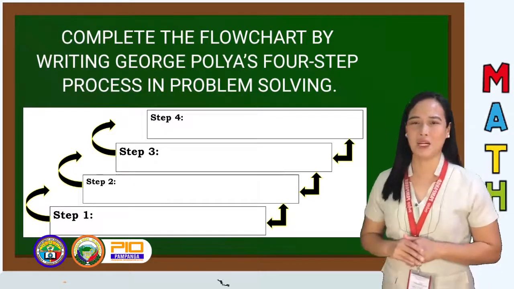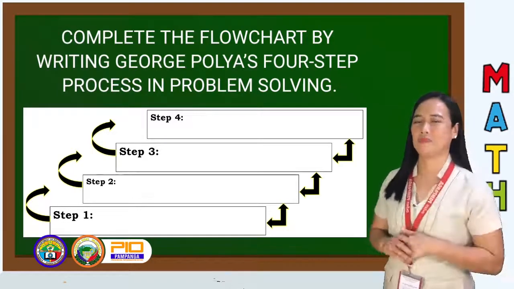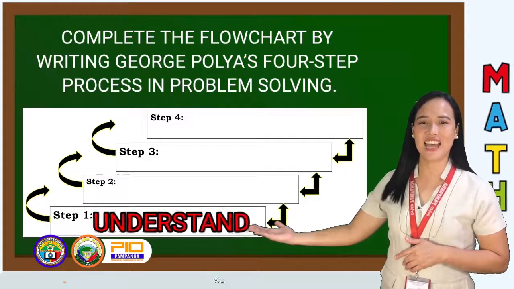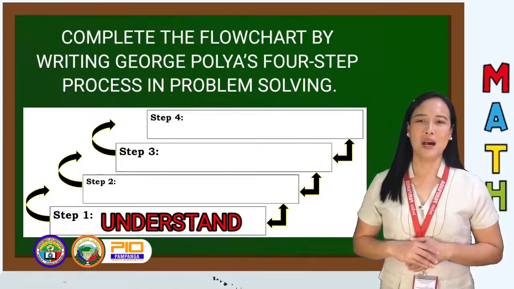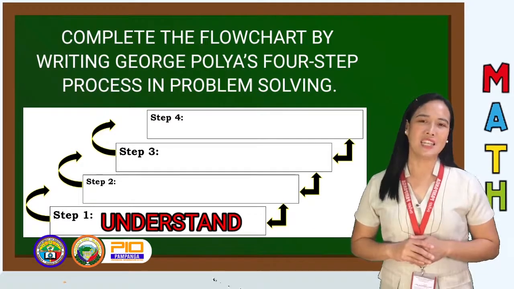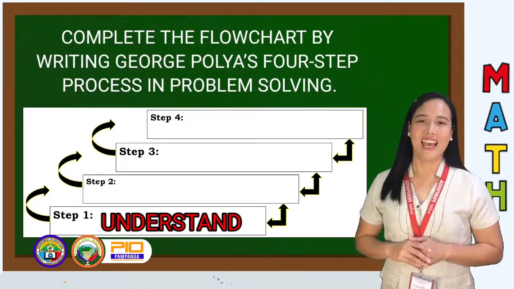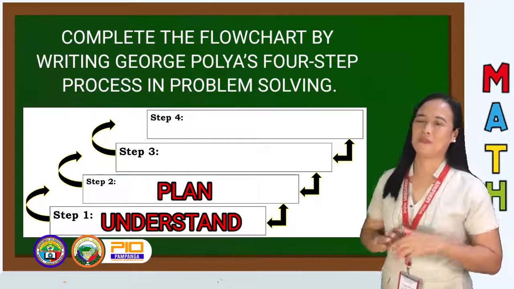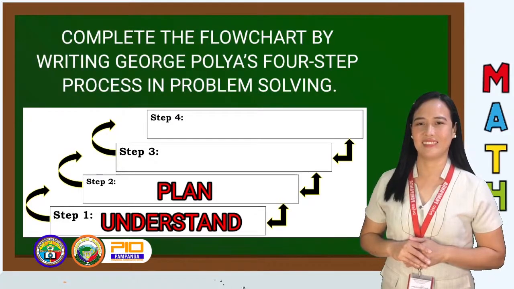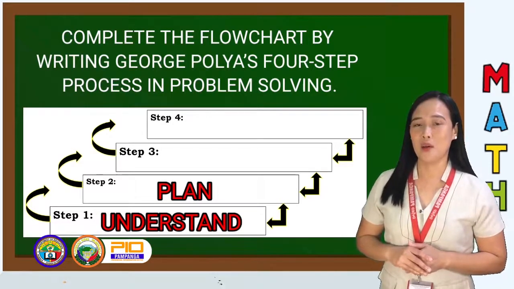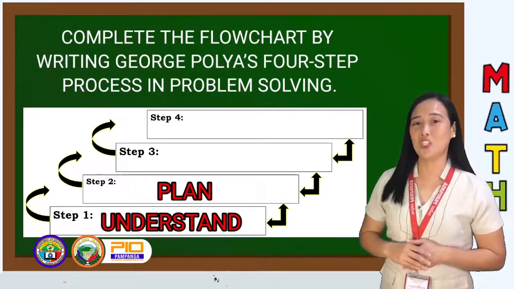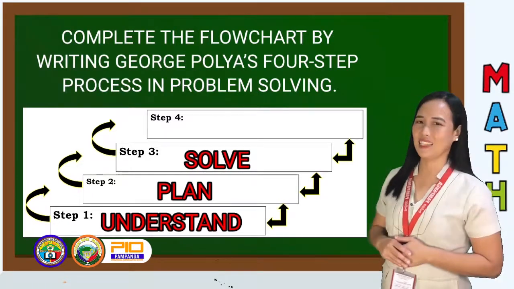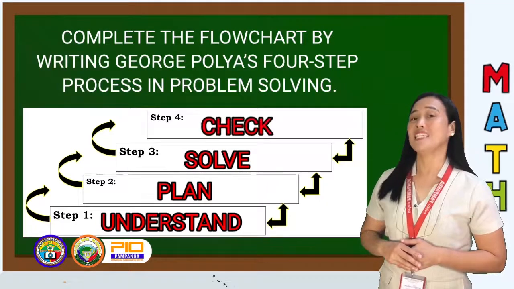Okay, let's check your answer. What is step 1? For step 1, yes, we need to understand. That's good. What about step 2? Yes, we need to plan. What about step 3? For step 3, what did you write? Yes, we need to solve. And the last step, what is it? Yes, we need to check.